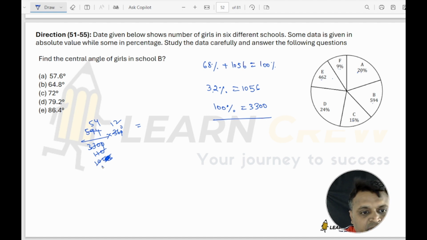And 2 5s are, 2 27s are. Now it is how much? 5 into 2.4. So answer must end with 8. So answer is 64.8 degrees.